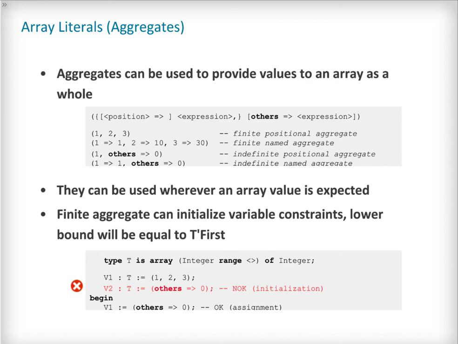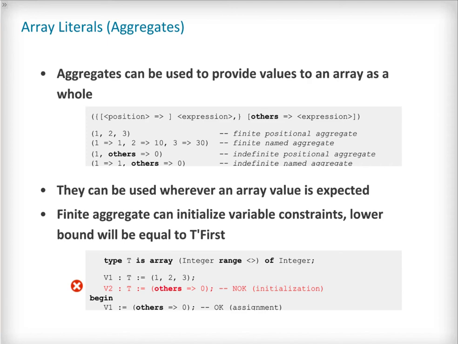So the only difference between those two forms is that in the second one, I specified the indexes for each element. But this is still a finite array. I know the size of it, it's 3 elements. The third example introduces a new notation, others. What I'm saying here is that the first element is 1, and then all the other elements of that array are being assigned 0.